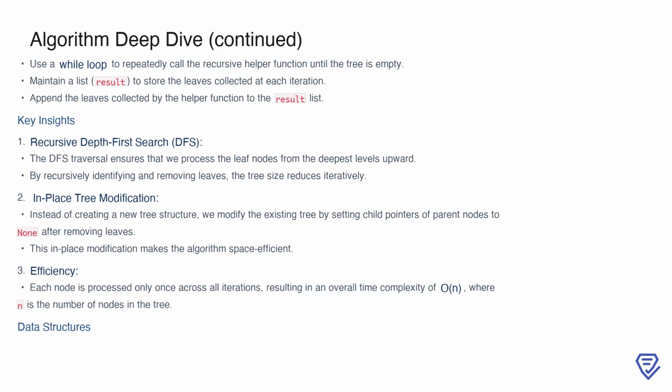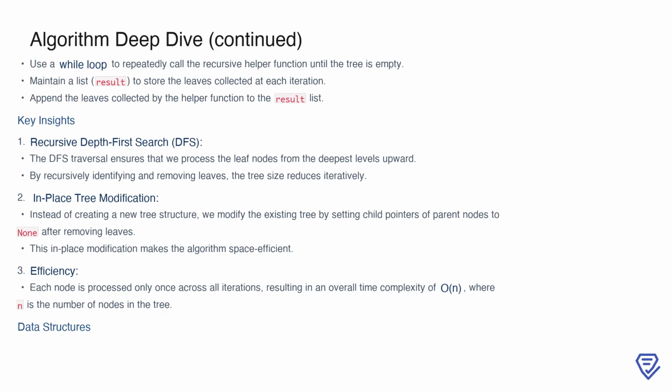During each iteration, we maintain a list called result to store the collected leaves. The leaves found at the current level are appended to this result list. The recursive traversal ensures that we process the deepest leaf nodes first, working our way upward as the tree is reduced in size. By modifying the tree in place, setting parent pointers to null after removing leaves, we avoid the need to create new tree structures, making the algorithm space efficient.